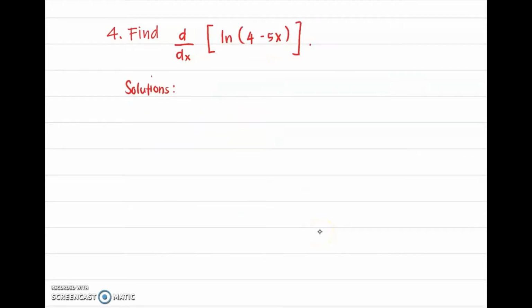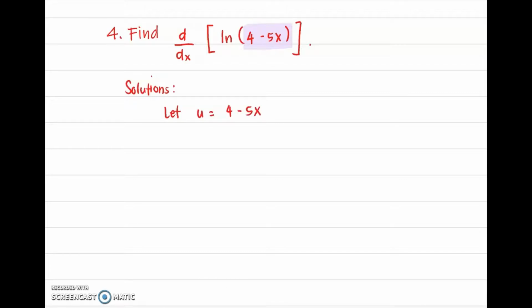Let's go to our fourth example. Find the derivative of the natural log of 4 minus 5x with respect to x. So first thing, identify your inside function. So your inside function here is 4 minus 5x. Now let that be u. So let u be equal to 4 minus 5x.